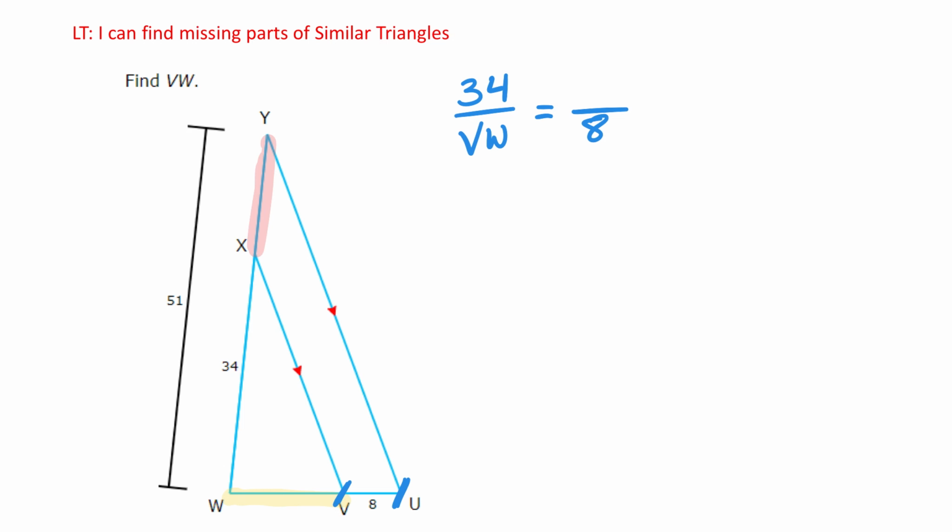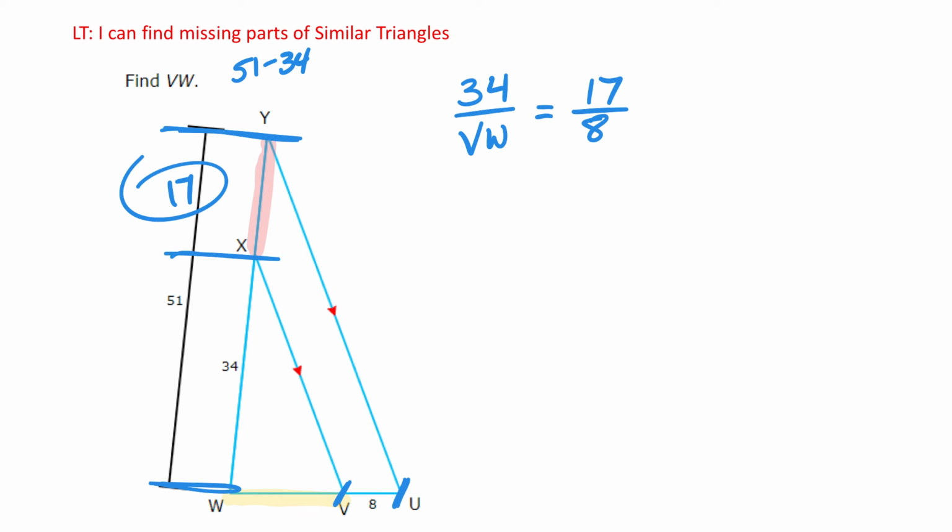Well, VX is not given to us, but we can figure it out because this segment is 51 and from here to here is 34. So the remaining segment is just going to be 51 minus 34, which is a segment of 17. And that is the portion that 8 corresponds with.